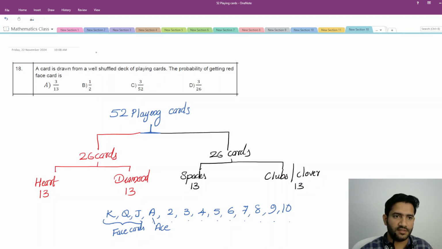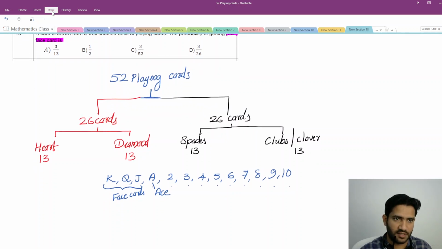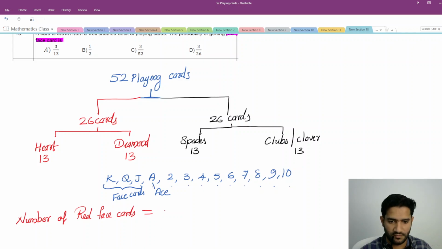So the question is to find the probability of red face cards. They're asking how many red face cards are there. So first of all, the favorable number of outcomes: number of red face cards equals, in heart we can find 3 face cards, in the suit diamond we again have 3 face cards. So total 6 face cards are there.